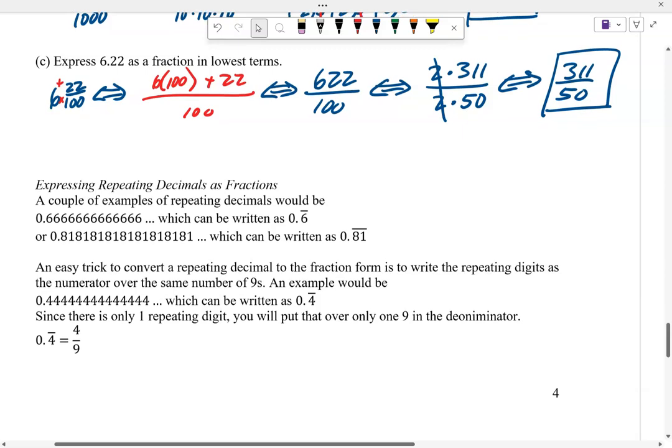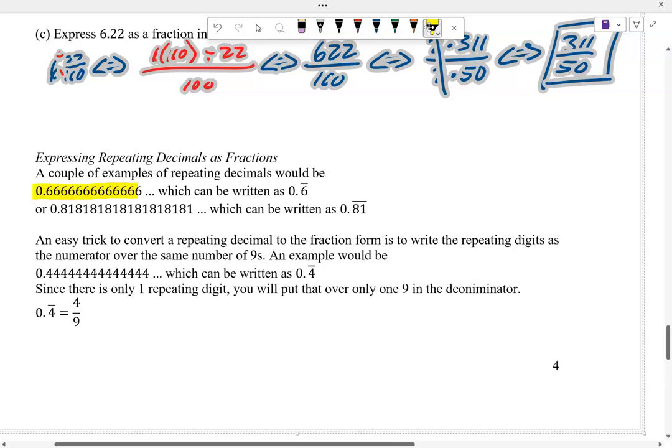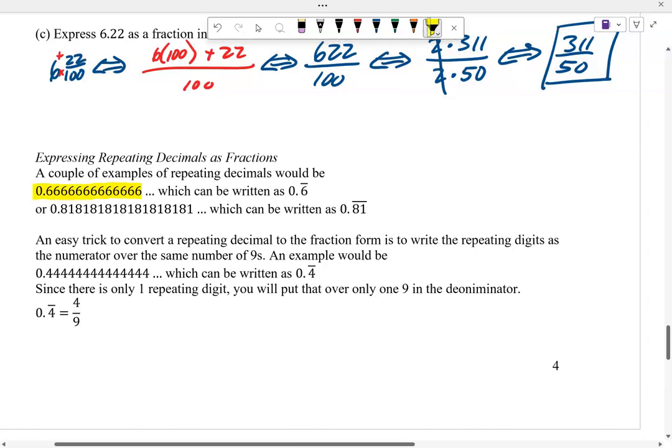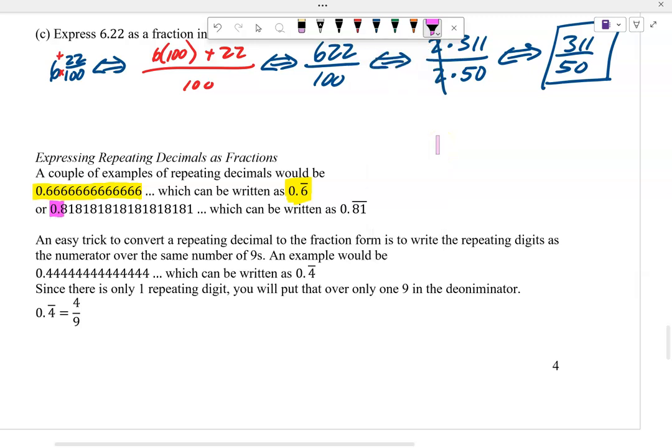A couple of examples of some repeating decimals now. So this 0.6666666, see how the 6 just keeps repeating? So we would write that as 0.6 repeated. This next one has got 0.8181818181. See how the 8 and the 1 repeat? So we would write that as 0.81 repeated, right? The 8 and the 1 repeated.